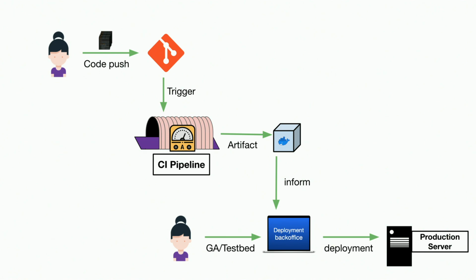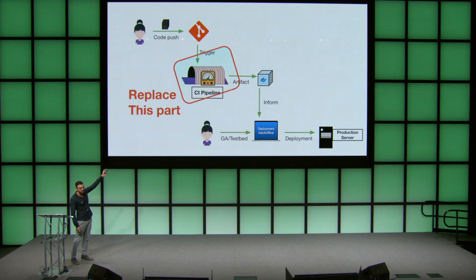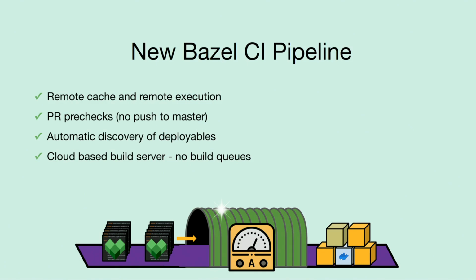So the speed of this process really depends on the speed of this part, right, the CI pipeline. And this part was bad for us. This part was broken, was slow. We needed to replace that. And we did. We thought, OK, let's do a whole new process that is Bazel-based. It's going to use Bazel remote cache and remote execution. We're going to protect master from being broken. We will also have an automatic discovery of any deployable, because unlike TeamCity, we didn't have one job per module. We had one job per repo. So we need to discover all deployables inside that repo. We're going to replace the build server to be cloud-based, so no agent limit, no build queue.